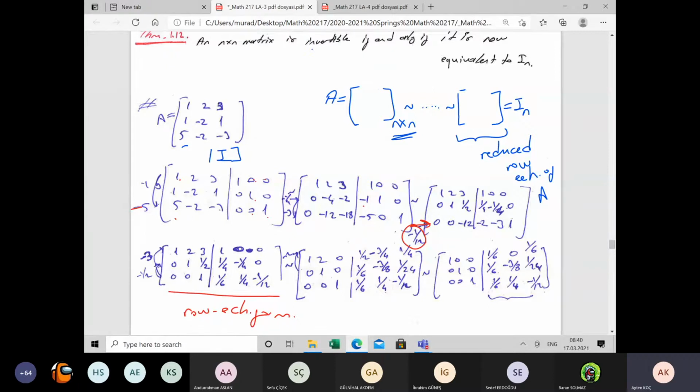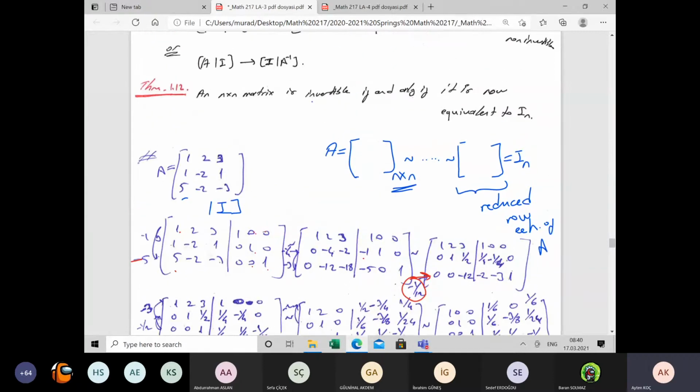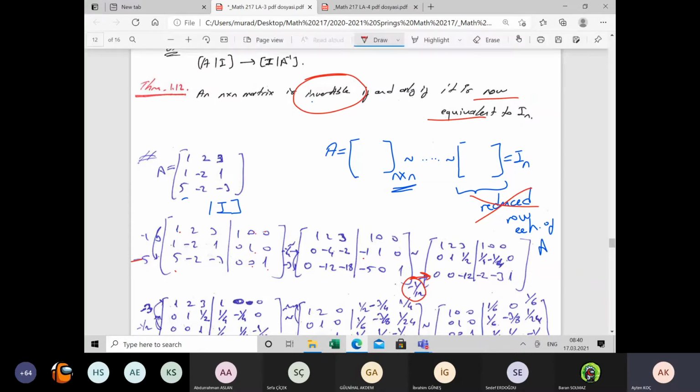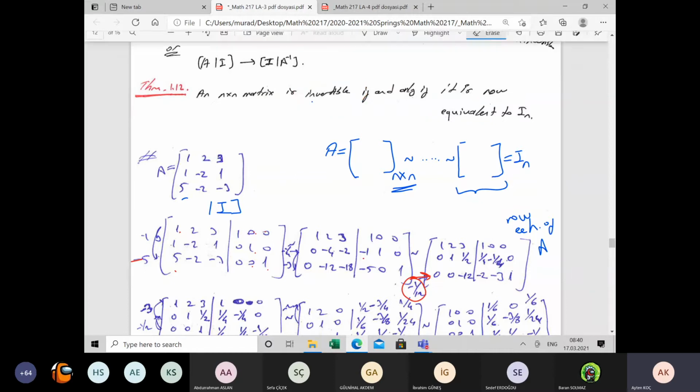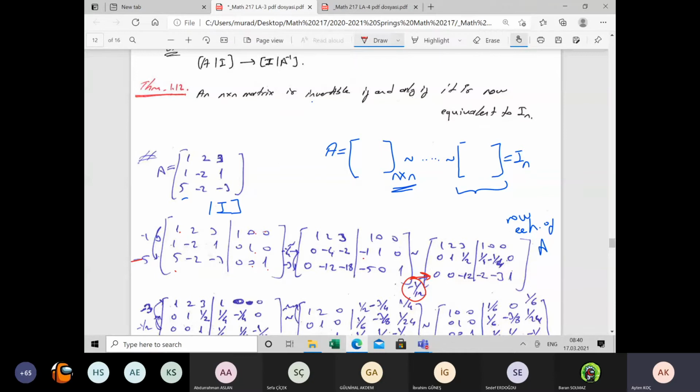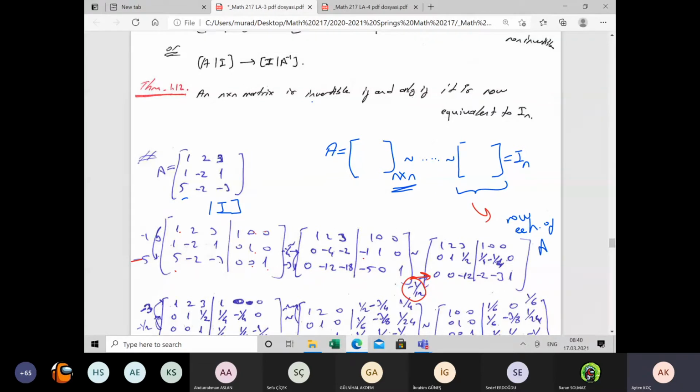Sorry, but here, regarding this theorem, it is enough to say that our matrix is invertible if we get the row echelon form. You don't have to get the reduced row echelon form. It is enough, because what is the reason? It is true, but it is not necessary to get the reduced row echelon form, only the row echelon form.